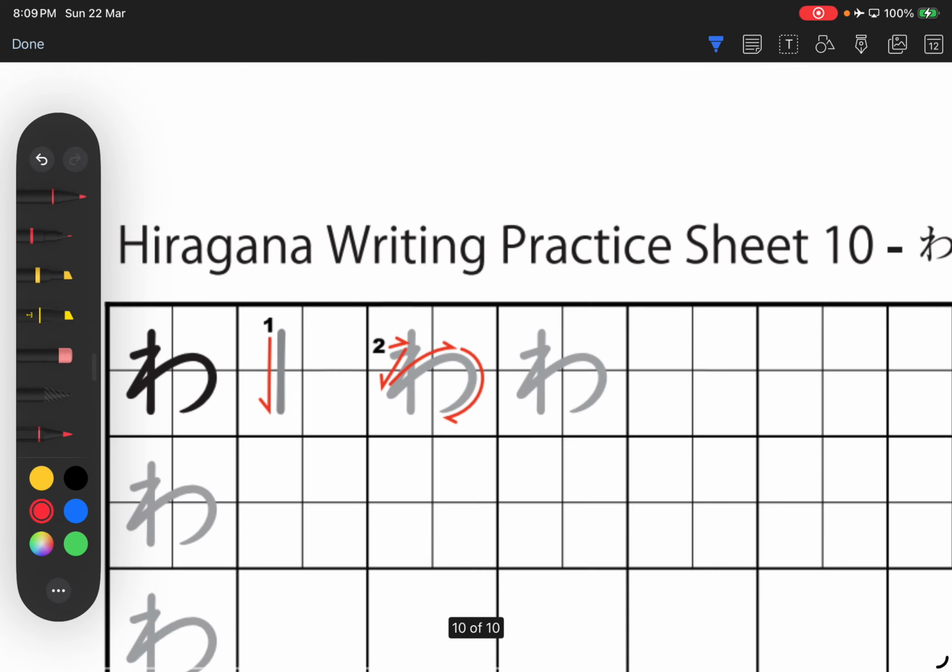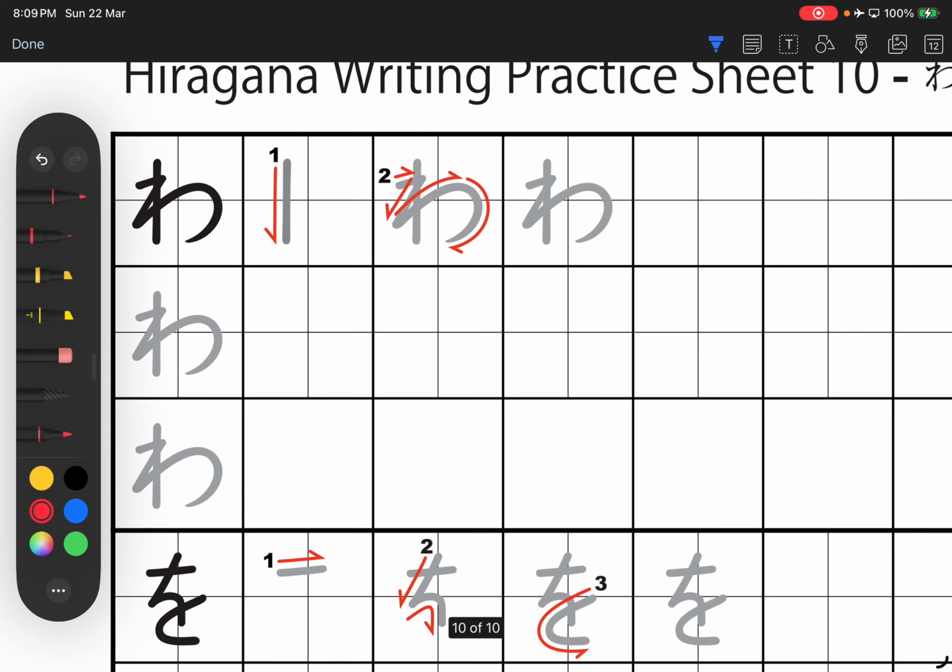Okay, next we have wa. Right, one vertical line and then one Z with a very pregnant body. Right, pregnancy bump. Wa. Don't be stingy with the horizontal. Make it wider.